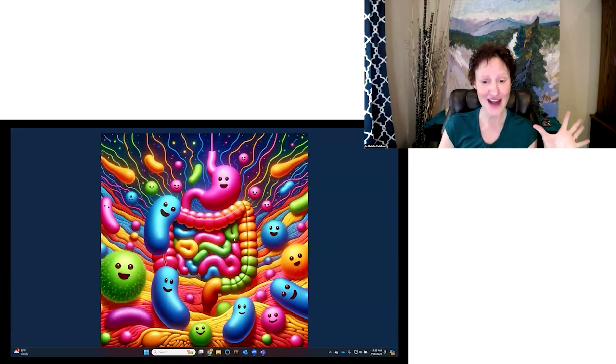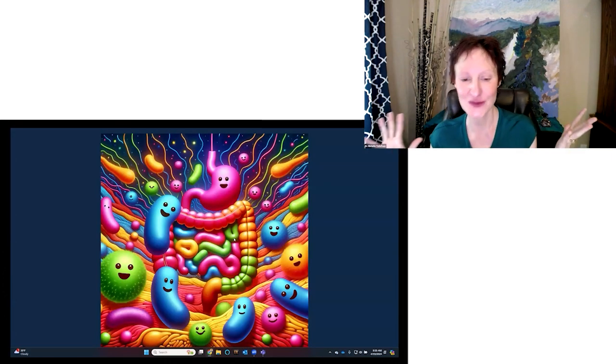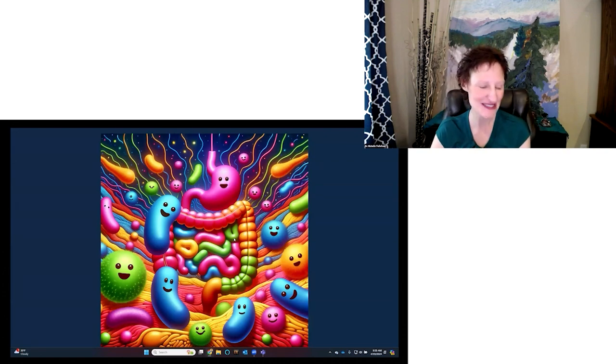So the bacteria are happy. Another AI image, I had fun with this when I started looking at these with my daughter who's in college.